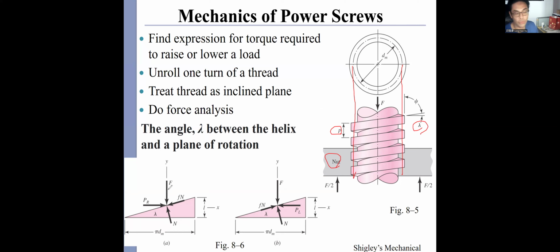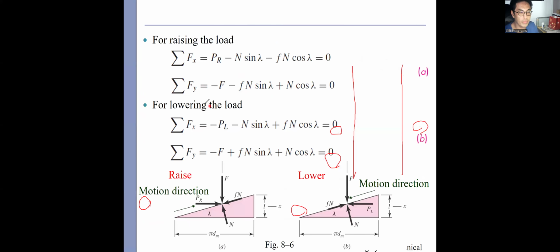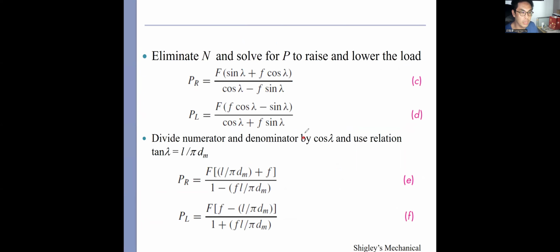So first we figure out this PR, the force required to raise the load. In opposite, we can define the PL, that is the force required to lower the load. This shows force equilibrium again, so just remember that. I'm going to skip this. So we can find the PR and the PL.